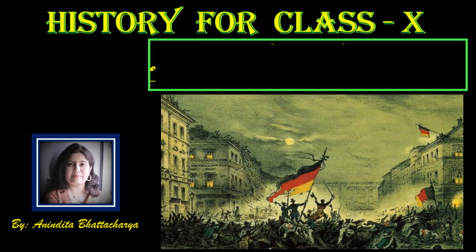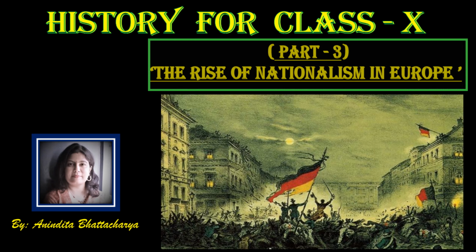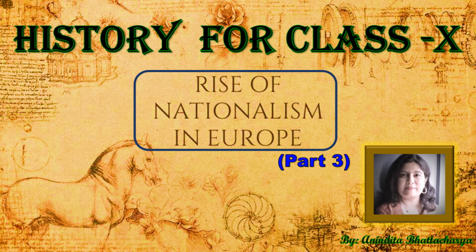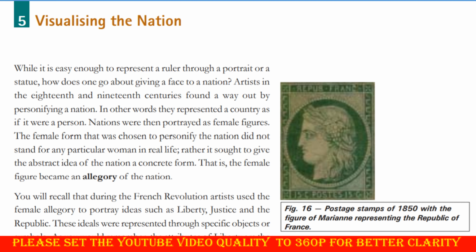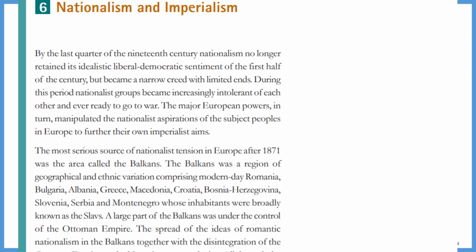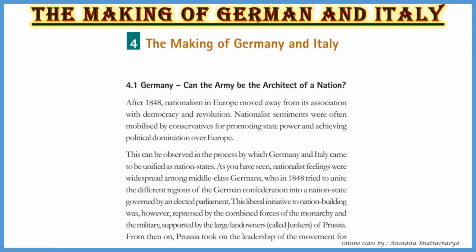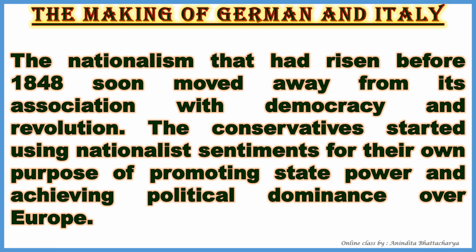Today we will continue with the first chapter of history, that is the rise of nationalism in Europe. In today's video we are going to talk about the topics: the making of Germany and Italy, visualizing the nation, nationalism and imperialism. So let's start our class with the first topic, and that is the making of Germany and Italy. The nationalism that had risen before 1848 soon moved away from its association with democracy and revolution.